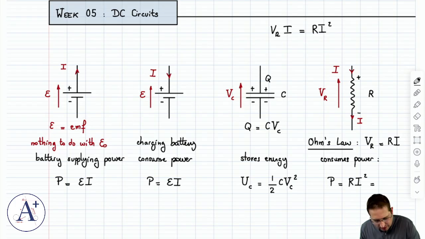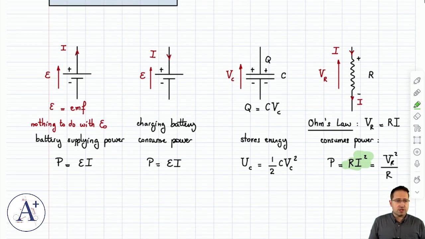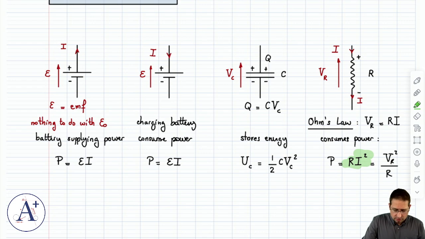And of course, if you want to say that, oh, well, I is VR over R, you could also write it as VR squared over R. Okay, both are valid. But be careful. For some reason, this one is easy to remember. Everybody tends to remember it.